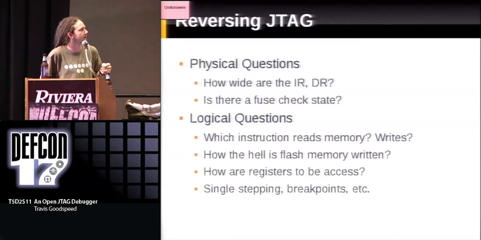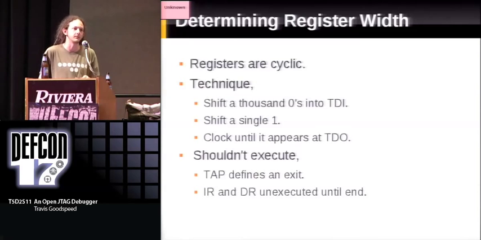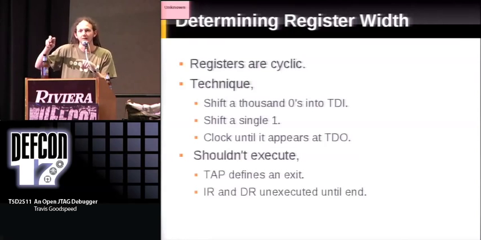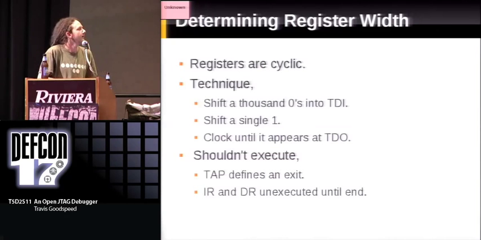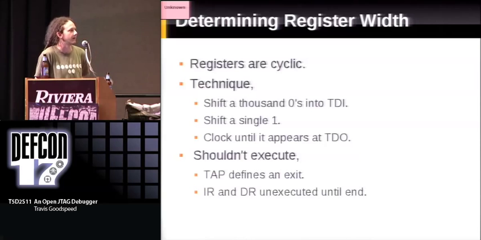And you can do this, because the registers are cyclical. It's shifting in on one end and out on the other. You're writing the most significant bit as you're reading the least significant bit. Again, with the dyslexia, but it makes sense if you view it as a ring. Data comes in one side, it shifts all the way around, and then it comes out the end. So if you shift 1,000 zeros into that register, and then you shift a single one in, and you count the number of shifts it takes for that one to come back out, you can determine the width of that register.